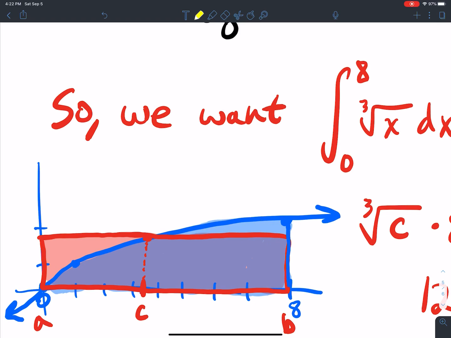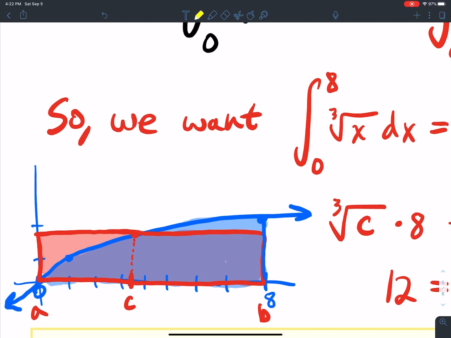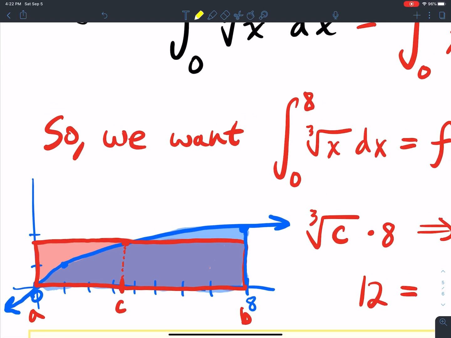And so what we'll learn in the next video is about the average value of the function f. Like, see, at x equal to 0, f is equal to 0 over here, right? At x equal to 1, I have an f value of 1. At x equal to 8, I have an f value of 2.